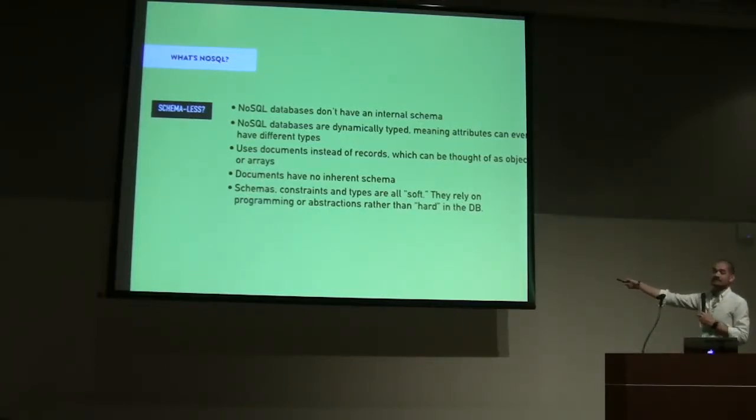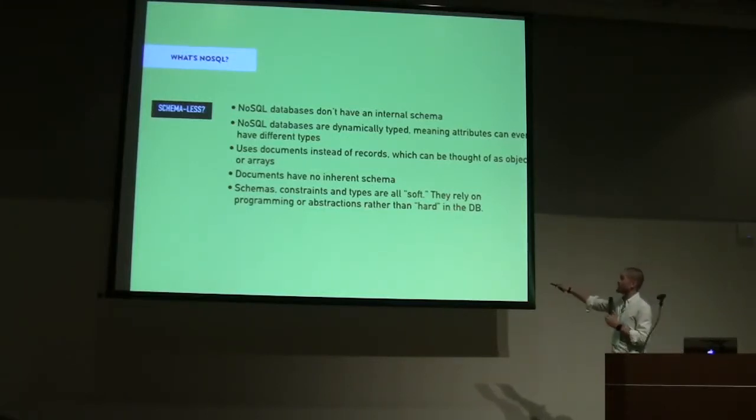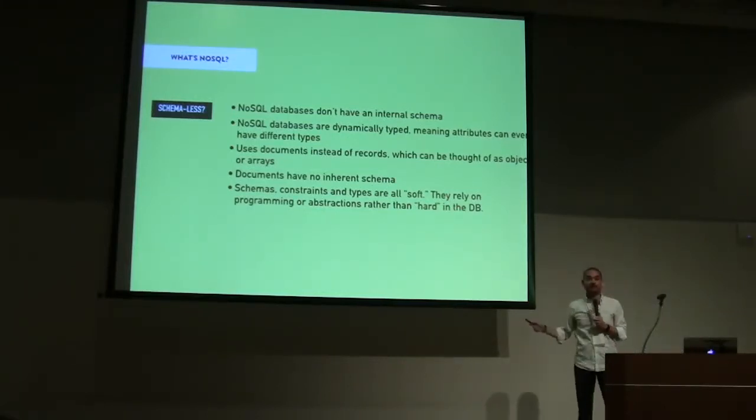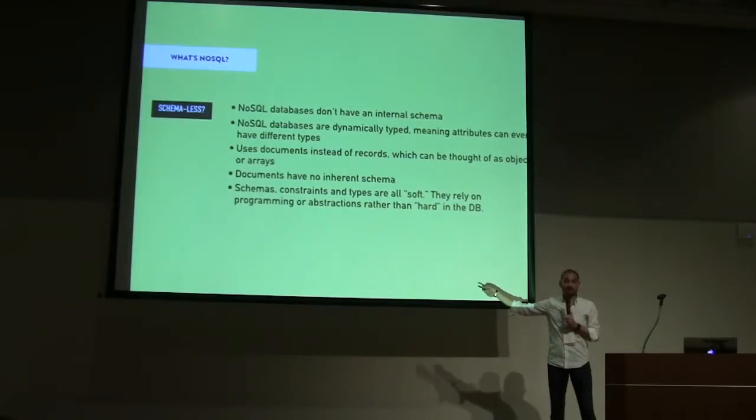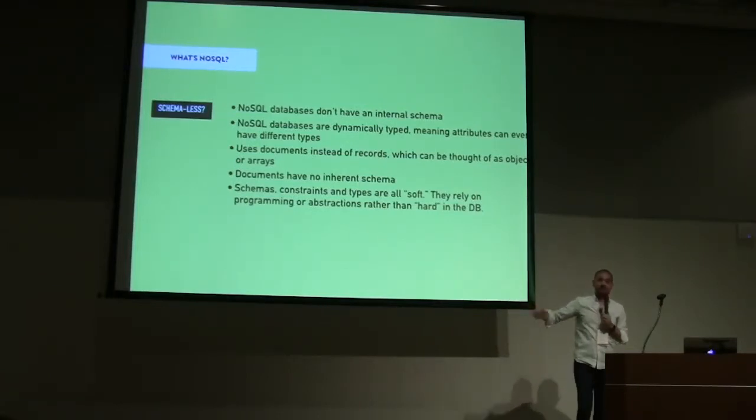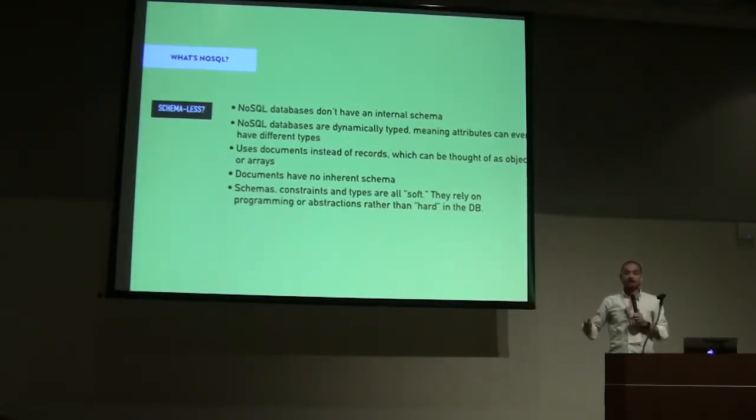Documents have no inherent schema. From one document to the next, they can look completely different, have different attributes, and not look the same at all. So schema, constraints, and types then are all soft, meaning they rely on the programming or abstractions rather than being hard in the DB. If you end up saving something into a NoSQL database that doesn't follow your quote-unquote schema, it's just going to save. If you do that with a SQL database, it will fail out. It will immediately knock it back and it won't save it.